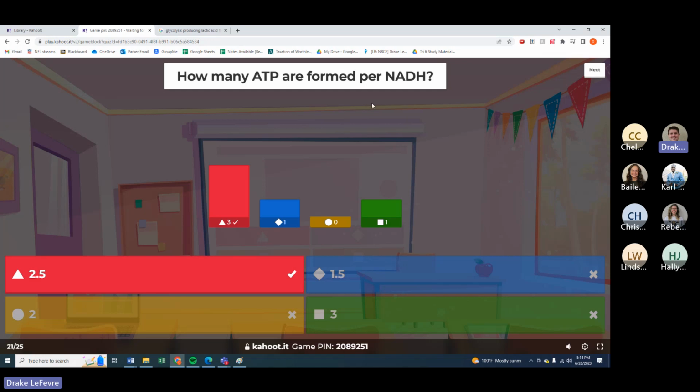So if we do some quick math here and stop and think about it, with the amount of NADH, FADH2 and ATP that we produce, if it runs all the way to the very end, roughly how much ATP do we get per glucose molecule?